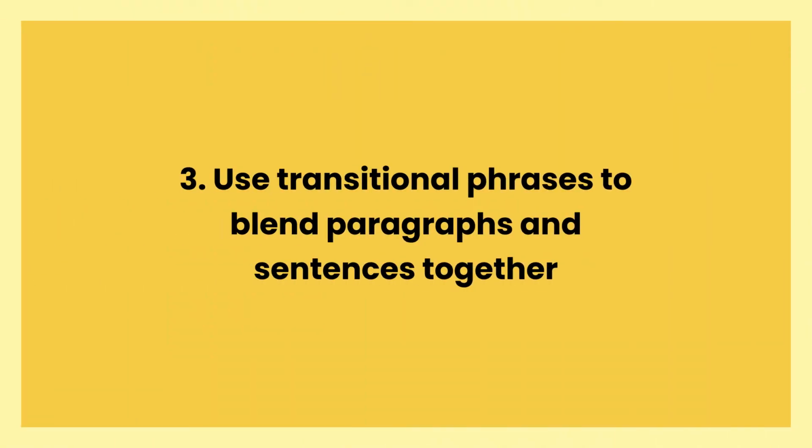Three: use transitional phrases to blend paragraphs and sentences together. Because, for example, let me explain why. And now comes the best part. Not only that, to clarify. Transition words help you create a sense of continuity in your writing. They help you build a bridge between two sentences or paragraphs and encourage readers to read on.